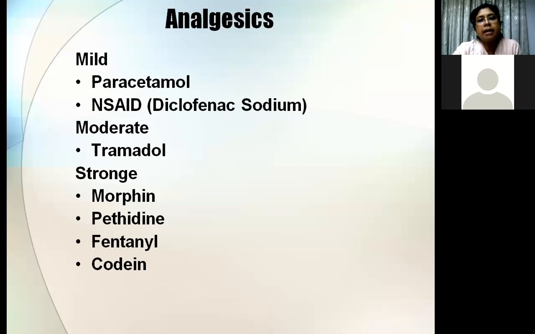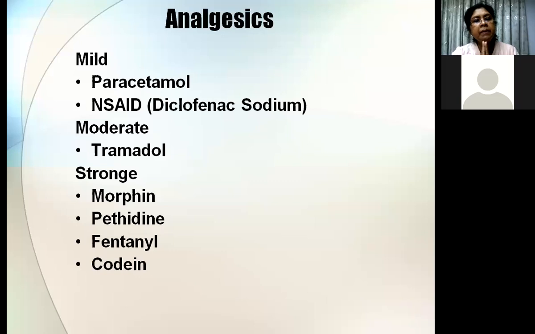Strong analgesics are morphine, pethidine, and fentanyl, and a very weak analgesic is codeine. Right? These drugs are used intraoperatively as well as postoperatively, but we use them in the pre-op period also, sometimes if you have a patient who is having severe pain.